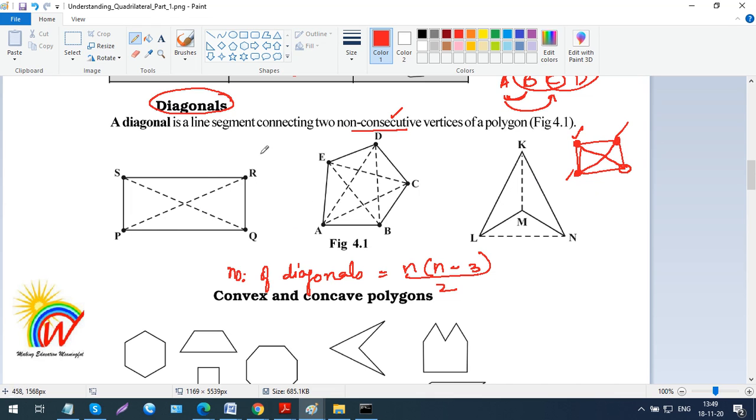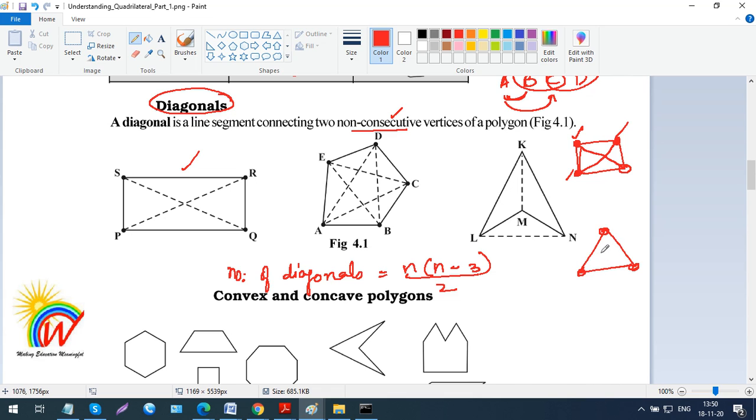So here for this you see these dotted lines. For a rectangle, these dotted lines are the diagonals. For this figure 4.1, I mean this one, the pentagon, see how many diagonals there are, right? Let me talk about a triangle. You can't draw a diagonal in a triangle at all, because all the points are consecutive to each other, so there is no diagonal drawn for a triangle.